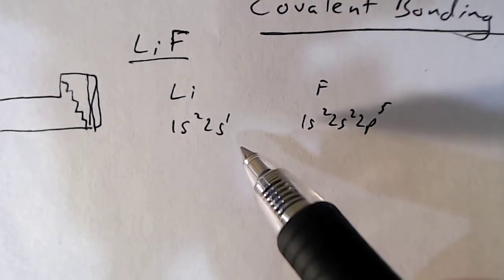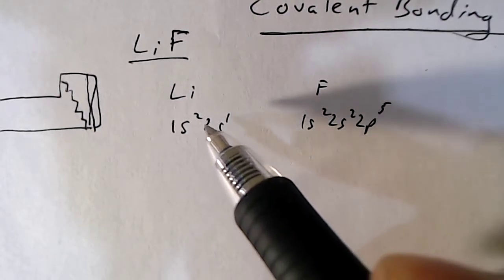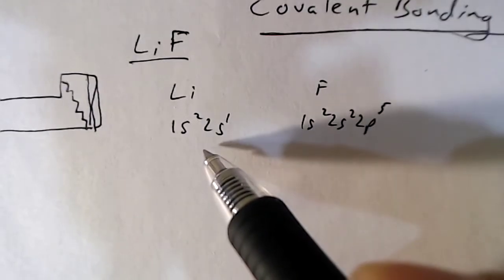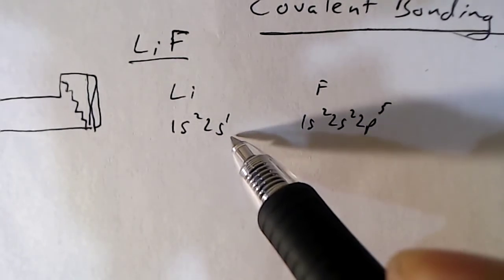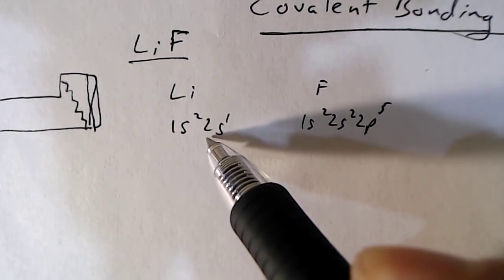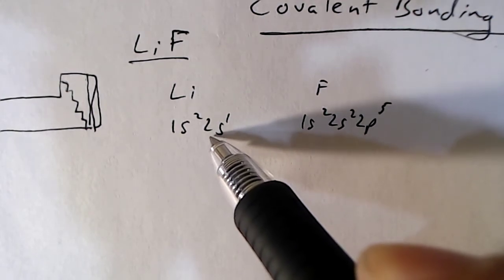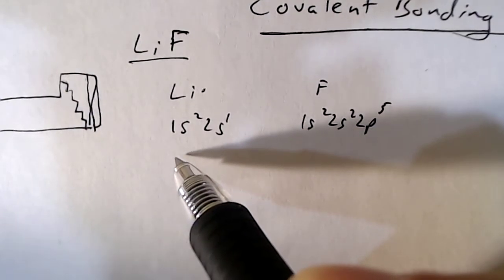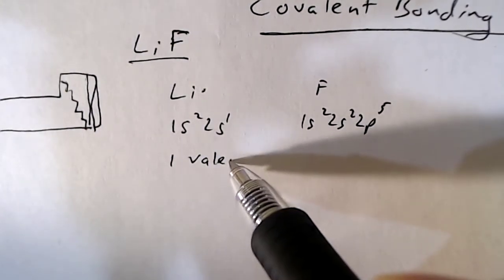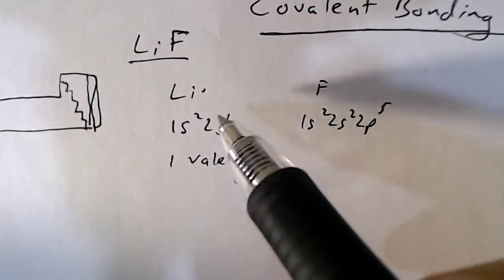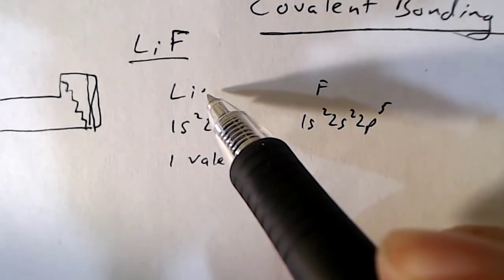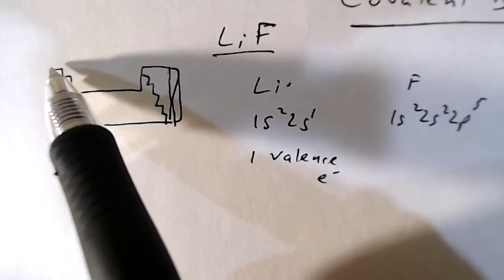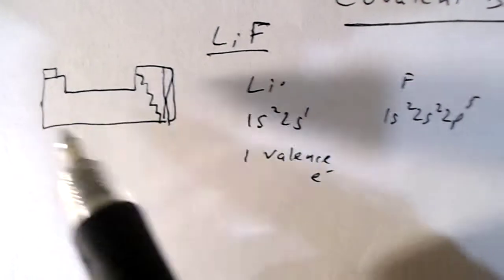We can represent the valence electrons around these atoms with Lewis dots. There is one electron here in the highest occupied principal energy level. There's one valence electron for lithium, and we can represent that using this one dot. Lithium is in group 1A. It will have one valence electron.